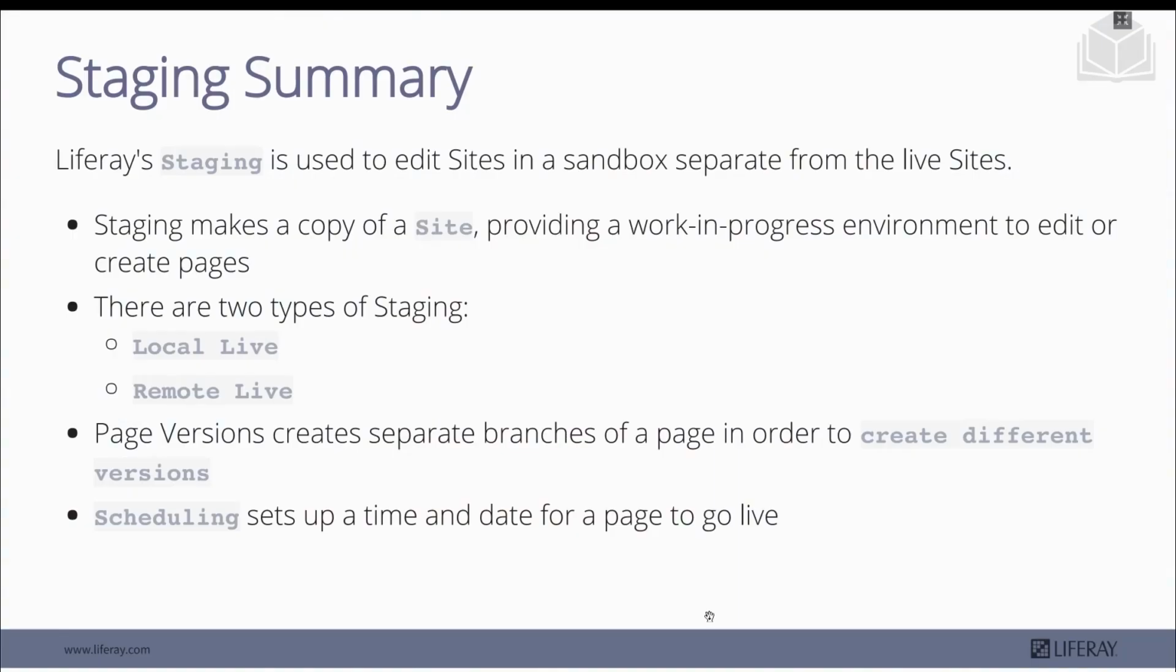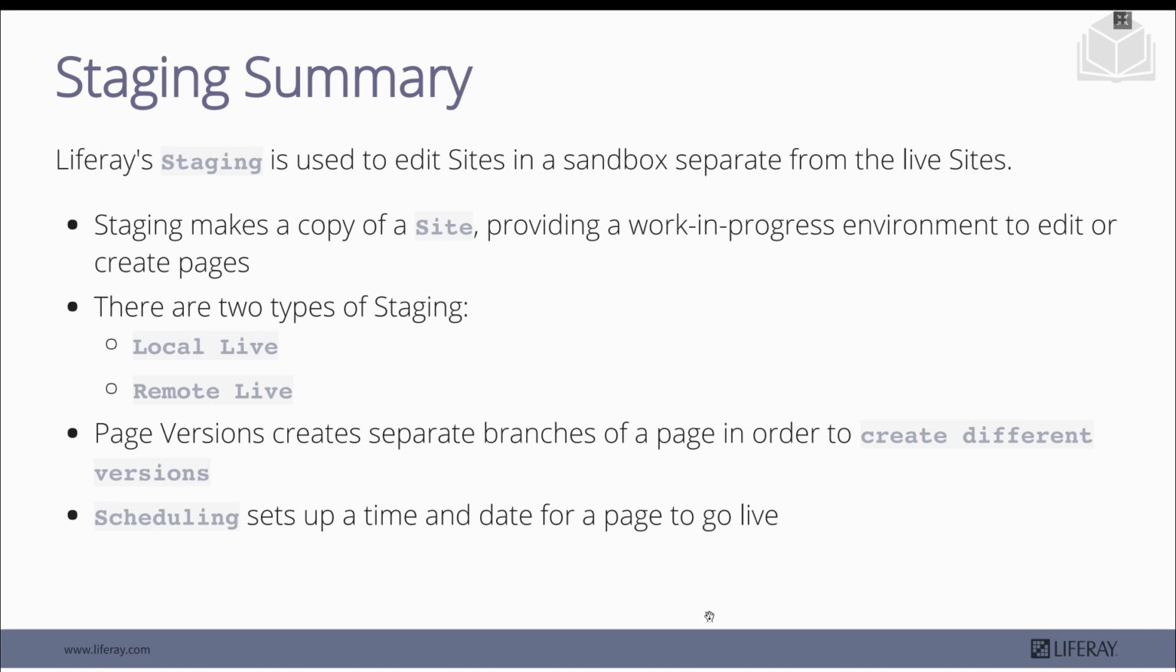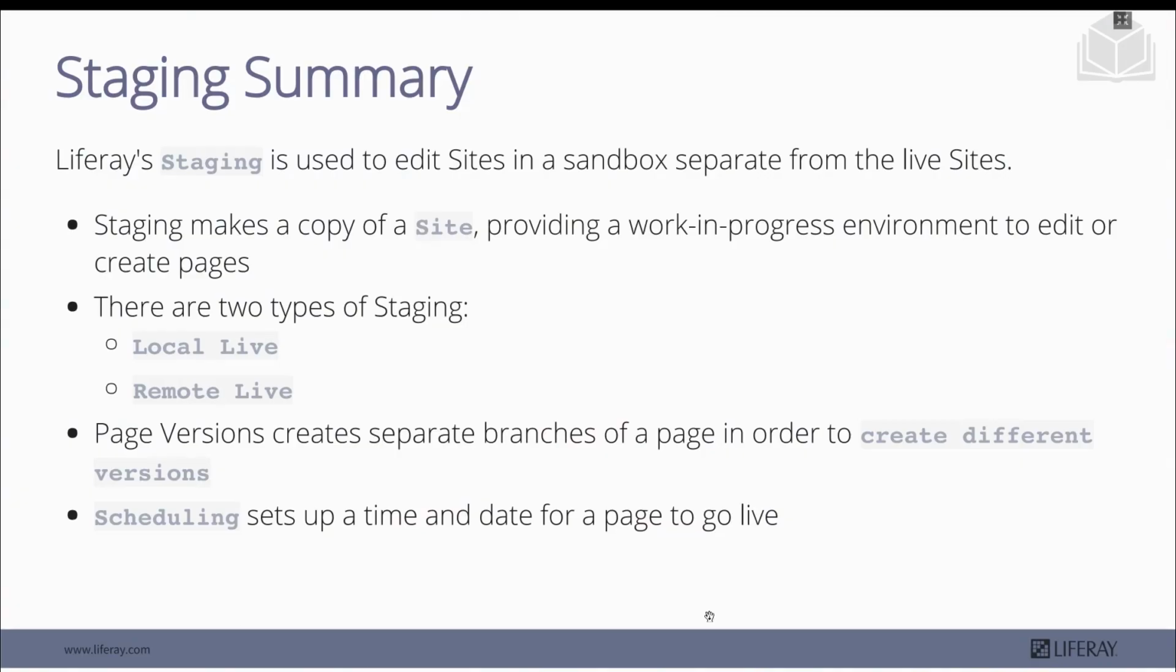Two types of staging: local live, right? Both environments are on the same machine, or remote live. Staging is on one, live is on another. Page versions creates separate branches of a page in order to create different versions. Right? It's kind of in the name. So yeah, with page versions, you can have multiple staged versions of a page at the same time, and then you can work on them independently. And once one is ready, you can then push it to the live environment. And then finally, scheduling sets up a time and a date for a page to go live.